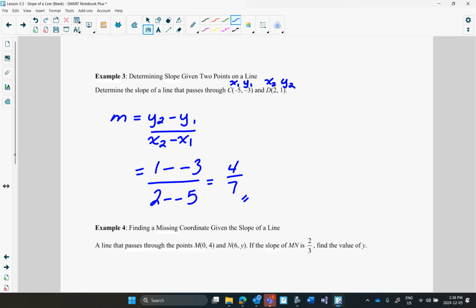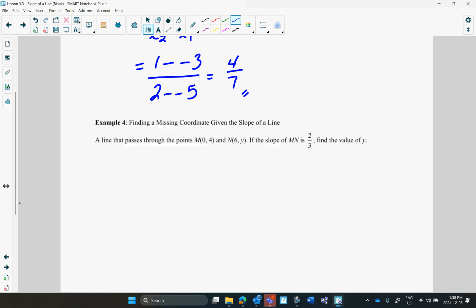And finally, we got a little bit of a word problem here, sort of. We're given 2 points, except we don't know the y coordinate of the second point. But we do know that their slope is 2/3. So this is where we use algebra. Remember, the slope is y2 minus y1 over x2 minus x1. Well, what is the slope in this question? So I can replace m with 2/3.